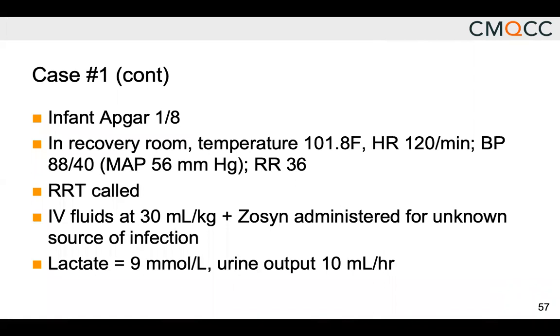So the IV fluids were started. We were giving a 30 mL per kg fluid bolus. We started a very broad spectrum antibiotic, Zosyn, because the source was unknown. And then the labs started resulting, and the lactate was 9. And then her urine output was very diminished, at 10 mL per hour. Next slide.